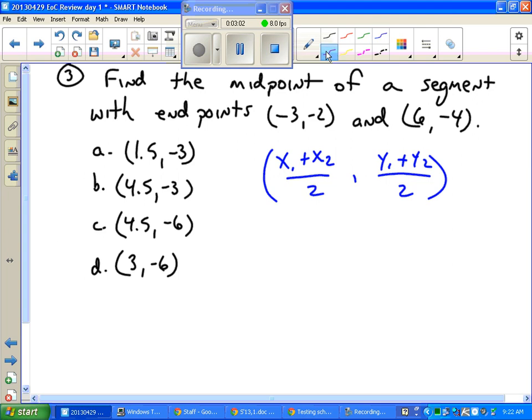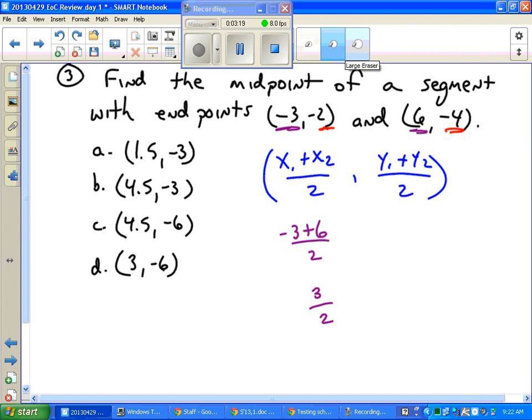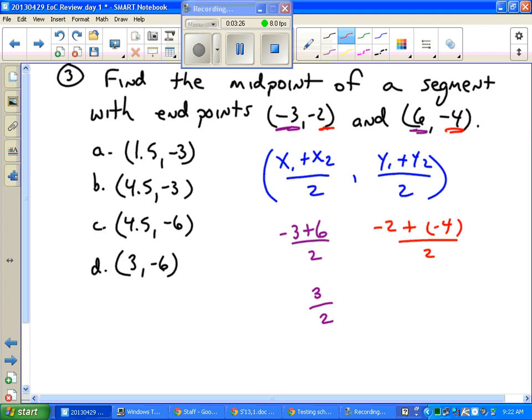So if you take the x terms, negative 3 and 6, when you add negative 3 plus 6 and divide by 2, you get the number 3 over 2. And do the same thing, but now with your y terms, negative 2 and negative 4. So negative, and I wrote the wrong one first, negative 2 plus negative 4. Remember, plus and negative just means minus, divided by 2. So negative 2 minus 4 is negative 6 divided by 2, which simplifies to negative 3. So you have 3 over 2 and negative 3. That is your midpoint.